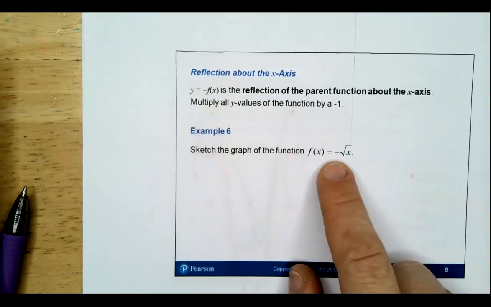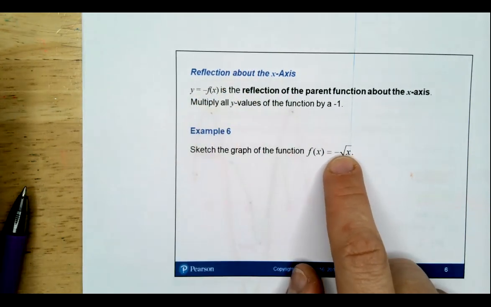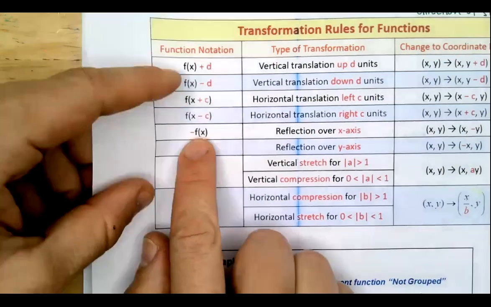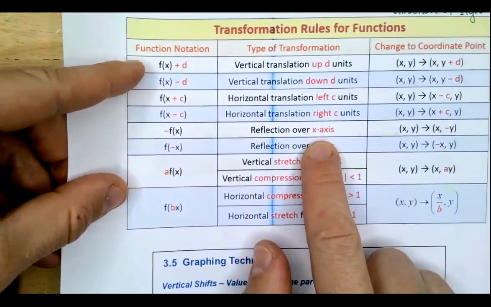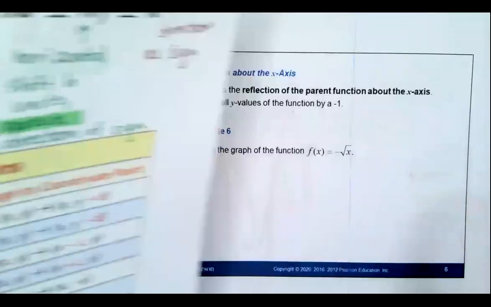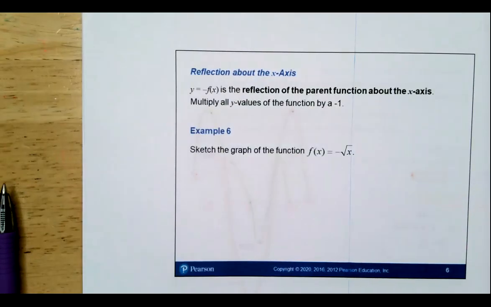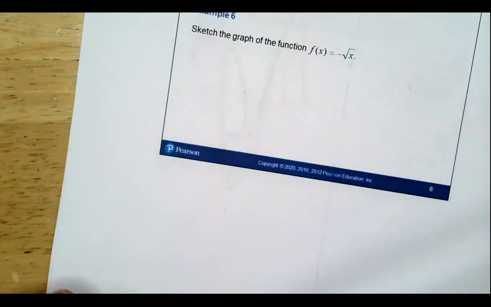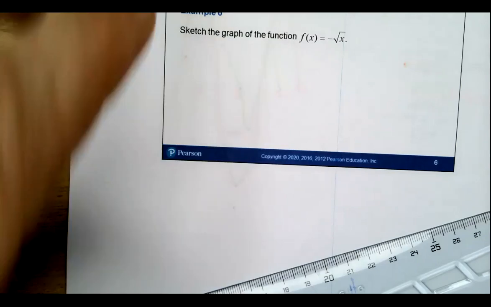Y equals negative f of x. You know it's a negative because the negative is outside of the grouping symbol being the radical. So a negative outside, reflect over x-axis, make all the y's into the opposite, okay? Sketch the graph of the function. So we had our parent function.